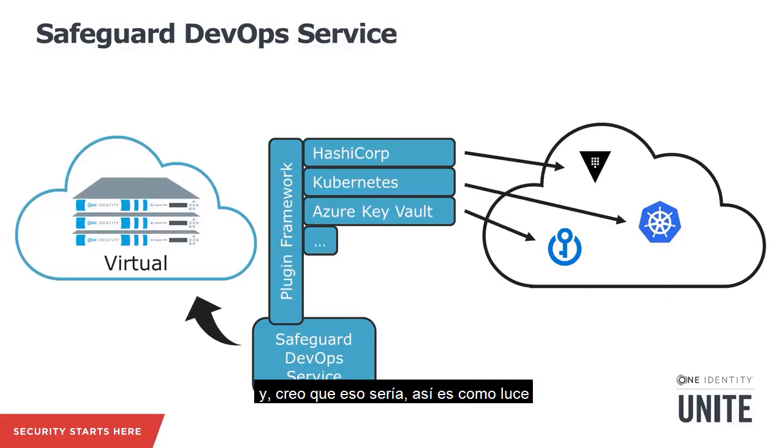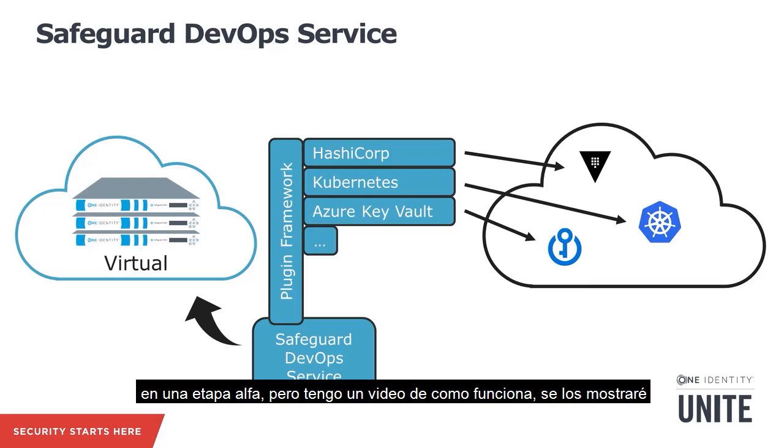So this is what it looks like. Consider you have a virtual safeguard running somewhere. There is a service called the Safeguard DevOps service. It's being written as an open source project. It's currently in a POC right now and sort of an alpha stage, but I have a video of it working. I'll show you in just a minute.